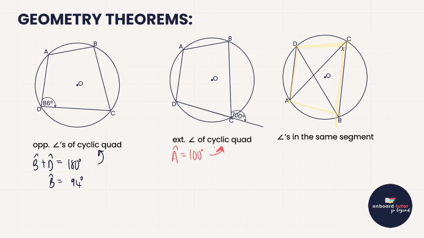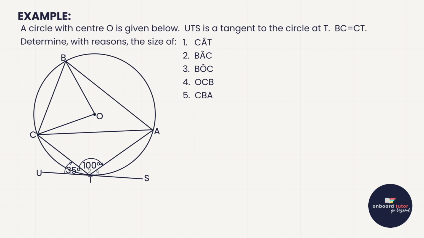Okay, but then angles in the same segment are equal. So angle D over there is equal to angle C. So angle D equals angle C is equal to X because those angles are in the same segment. Okay, they are subtended by the same sector here of the circle. Let's test our knowledge here with a combined example. So a circle with center O is given below.